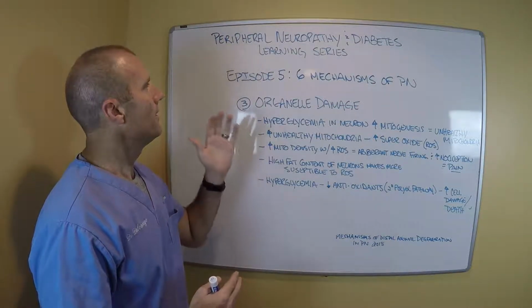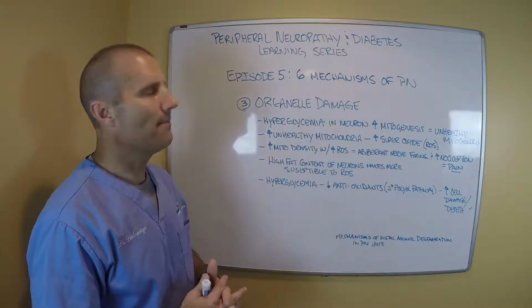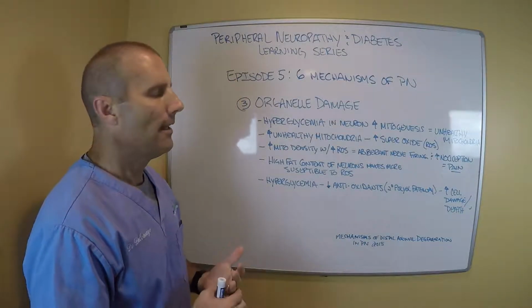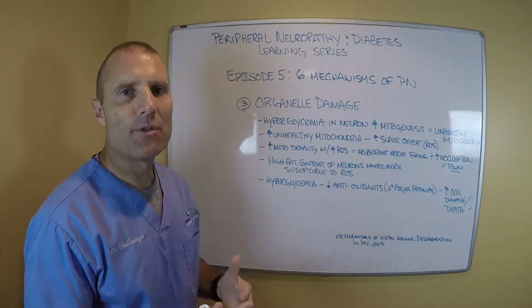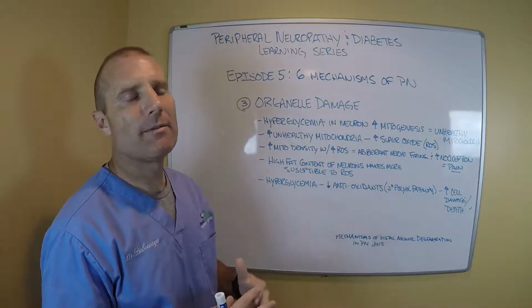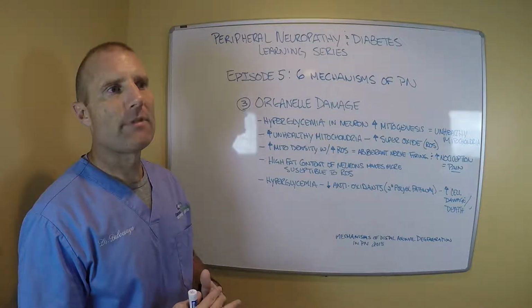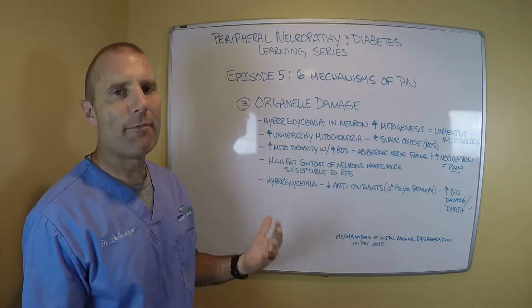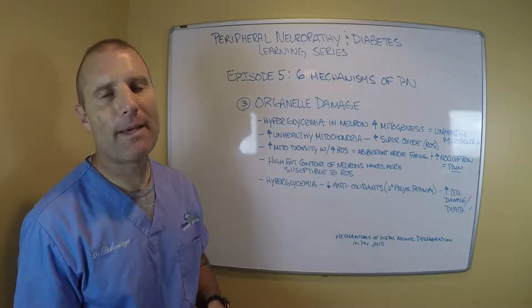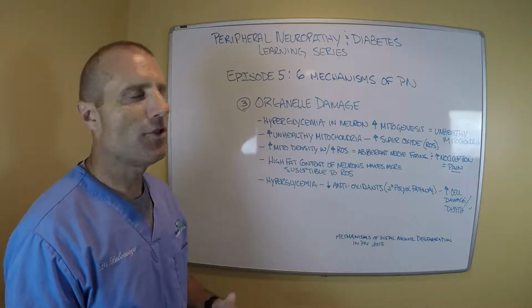And today is episode 5. We're talking about the 6 mechanisms of peripheral neuropathy. And as I said I think in episode 2, there's 6 primary mechanisms. It doesn't matter what type of neuropathy you have. If you have peripheral neuropathy, these are the 6 mechanisms that cause damage to your nerves.